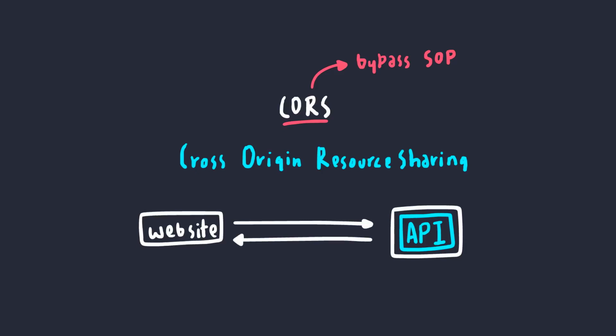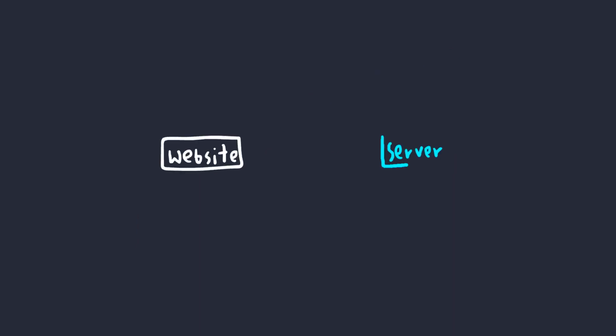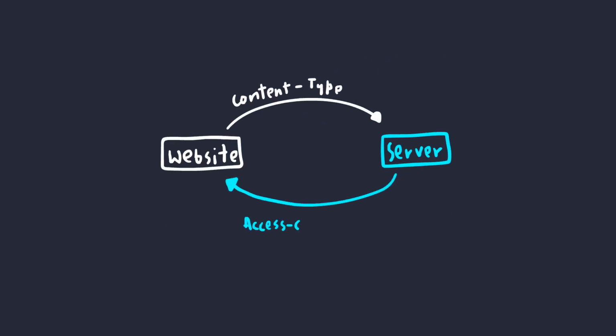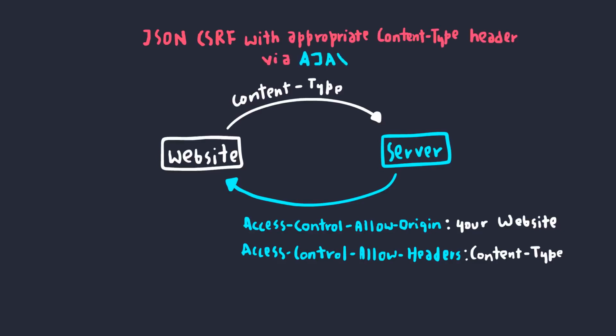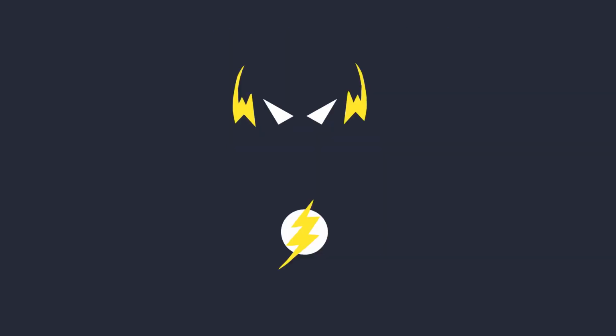Coming back to CORS, you can only set the content type header if the server sends back your domain and the header that you want to set, which is content type, in the response header. To be specific, it's Access-Control-Allow-Origin and Access-Control-Allow-Headers. Only then is it possible for you to make a JSON CSRF request with the content type header set to application/json. But there's another way of making this work without using any of these. And it's by using Flash.